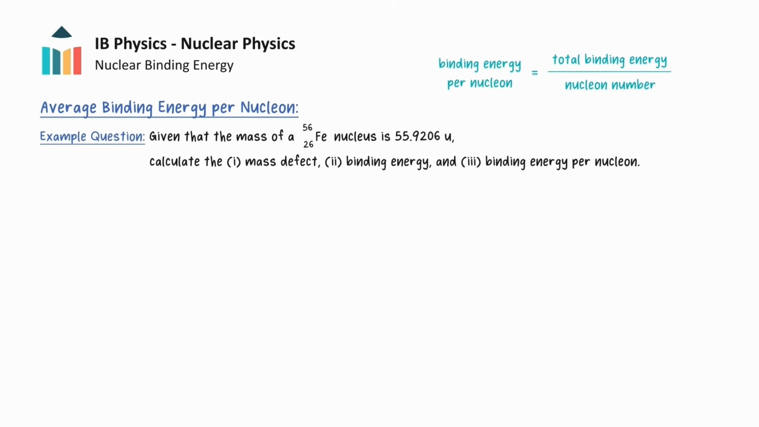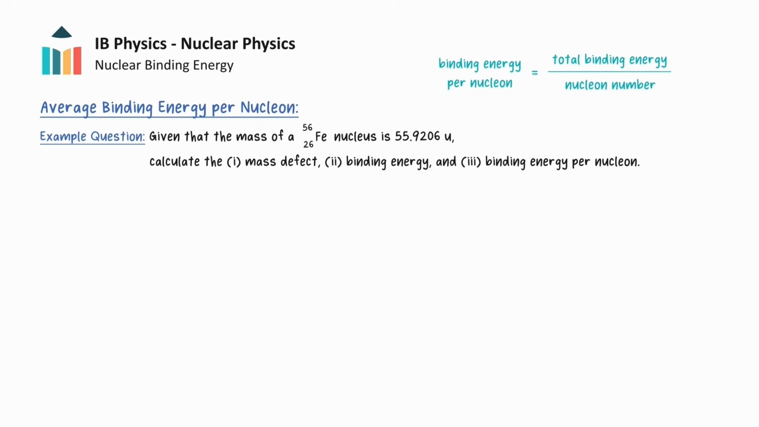In nuclear physics, an important experimental quantity is the average binding energy per nucleon, and we can calculate this quantity by taking the total binding energy of the nucleus and dividing it by the total number of nucleons in that nucleus. Before seeing its importance, let's apply our current knowledge to the following example.